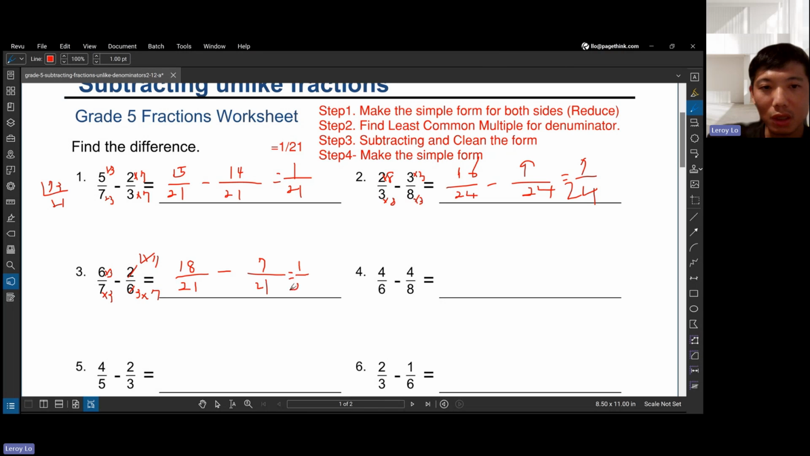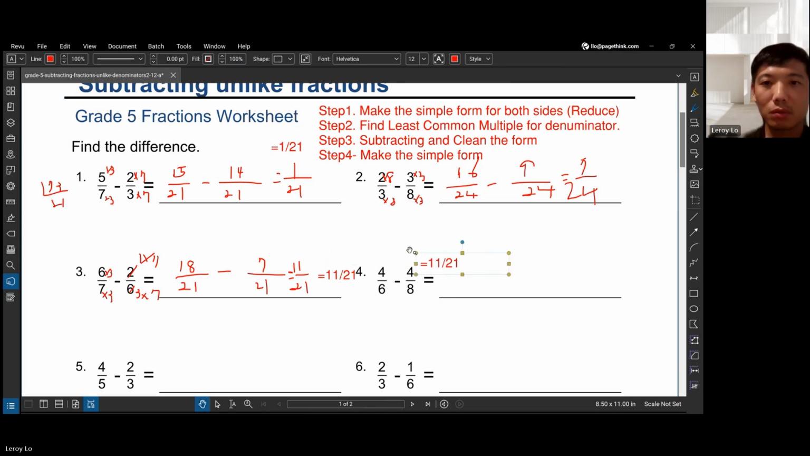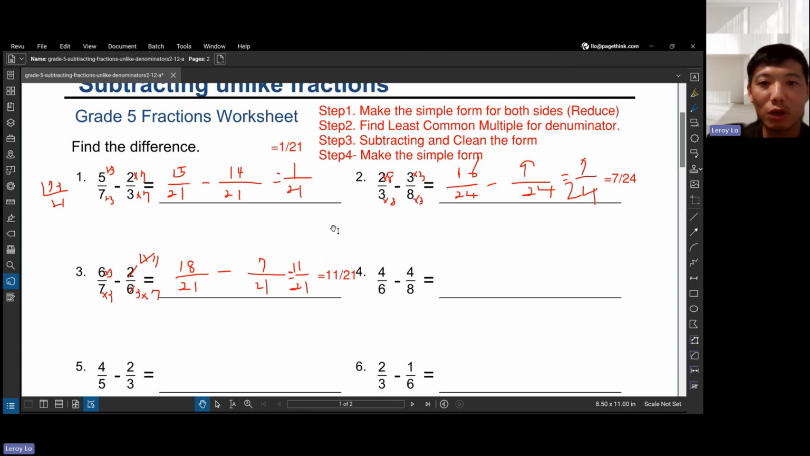So this is 11. Don't worry if you didn't see my answer. It's a little bit messy here. We have an answer sheet on the next page, so you can always refer back there. So number 3 will be 11 over 21.